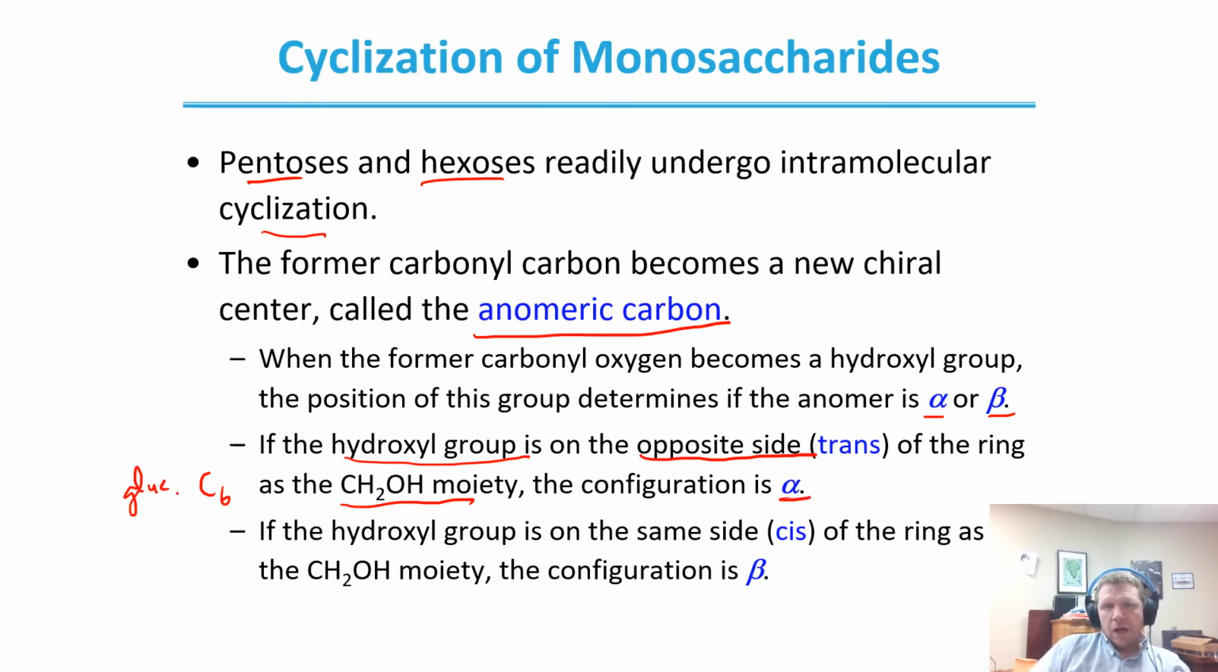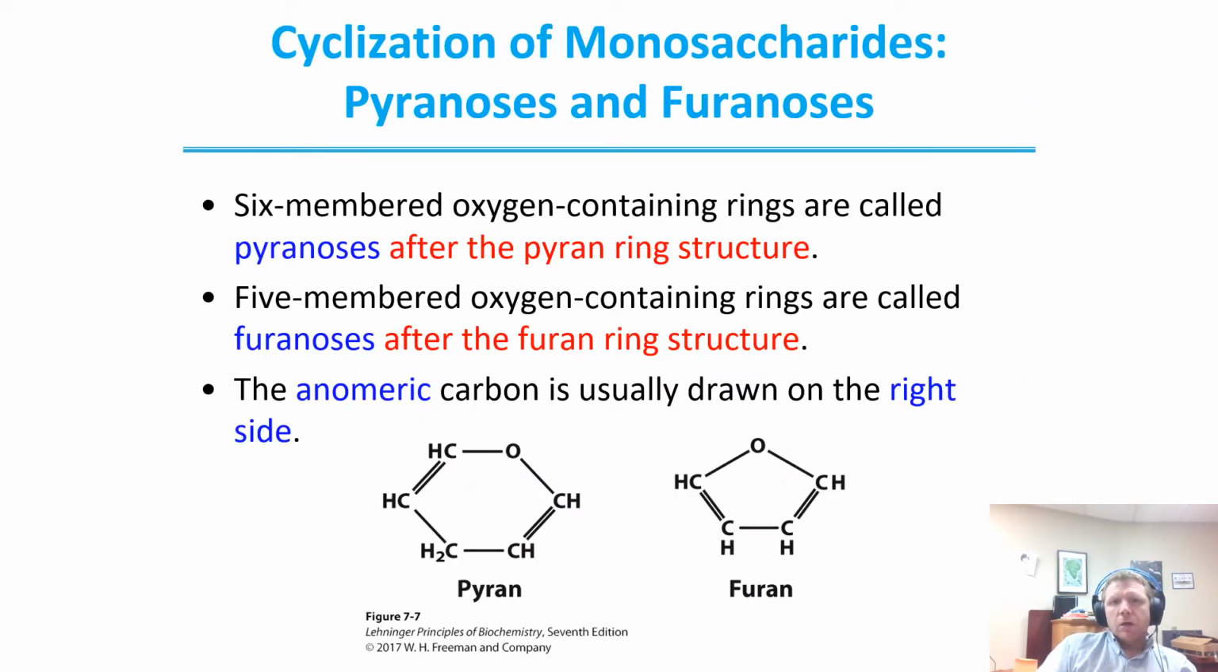the configuration is alpha. Now, if they're on the same side and cis, that would be your beta designation. Now, the cyclization of our monosaccharides ultimately goes into one of these two different forms, basically. A 6-membered oxygen-containing ring is known as a pyranose. So this is named after the pyran ring structure. A 5-membered oxygen-containing ring is called a furanose, and this is after the furan structure.